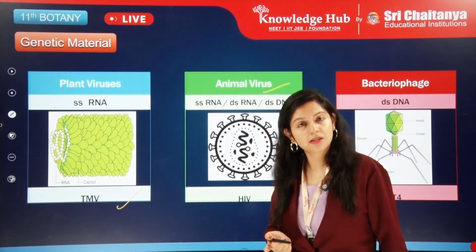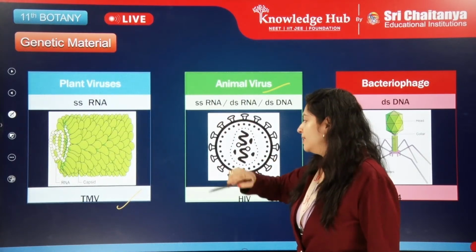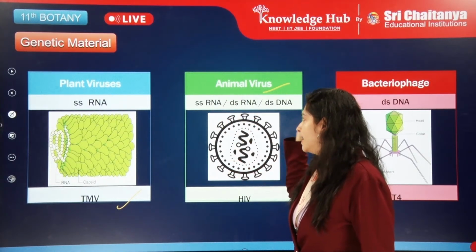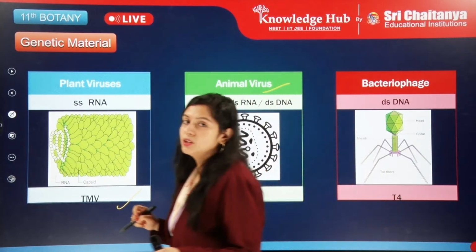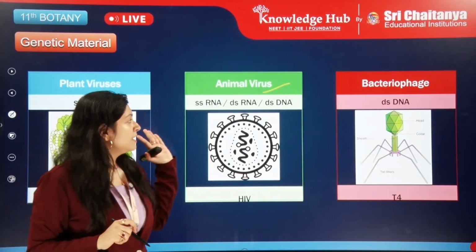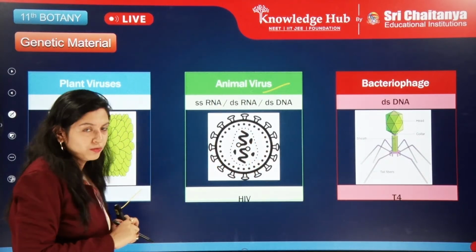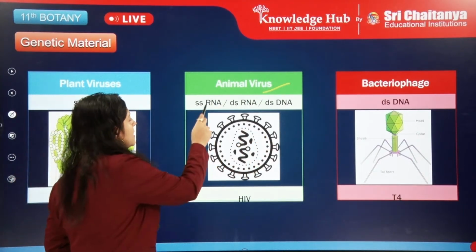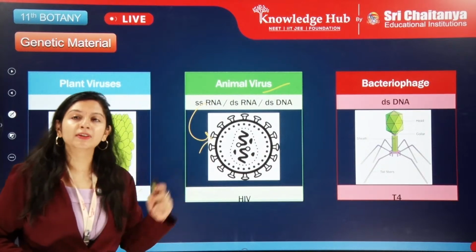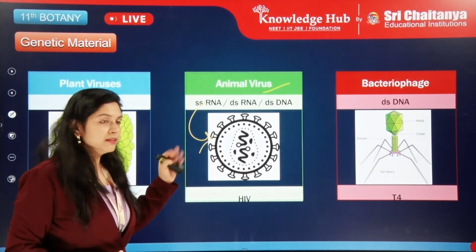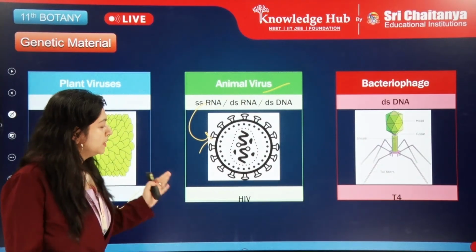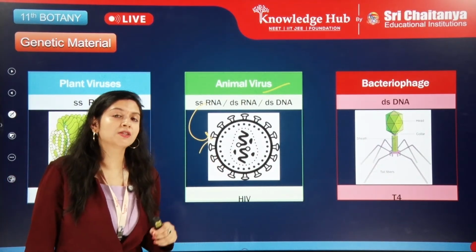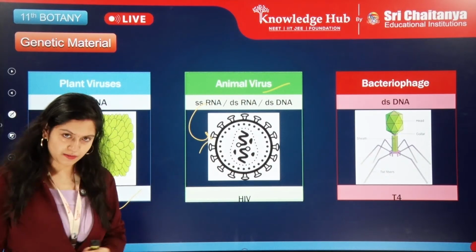Any kind of animal virus, which may have single stranded RNA, double stranded RNA, or double stranded DNA. So viruses you can further divide into plant virus, animal virus or bacteriophage. Out of this, single stranded RNA, this one, is HIV, a retrovirus. HIV, human immunodeficiency virus, is the name for this.